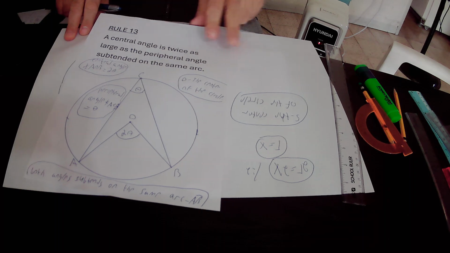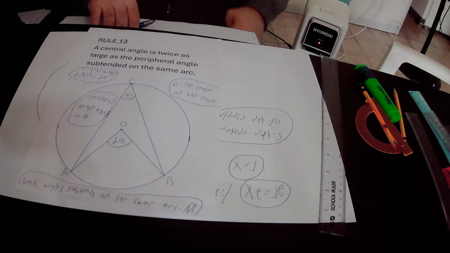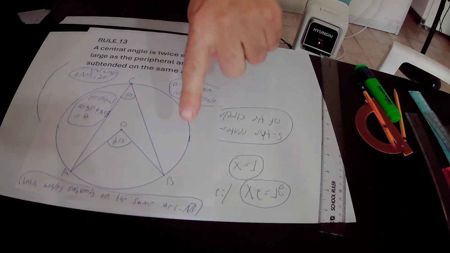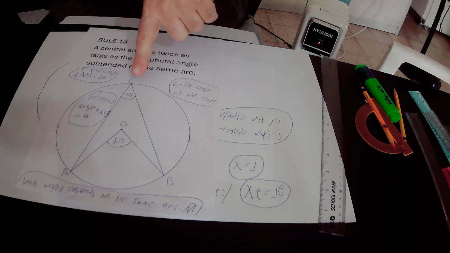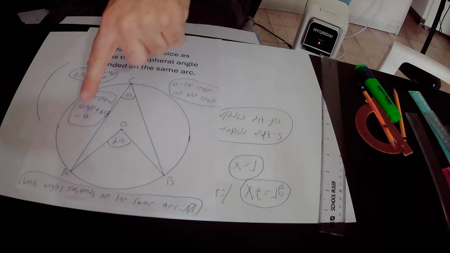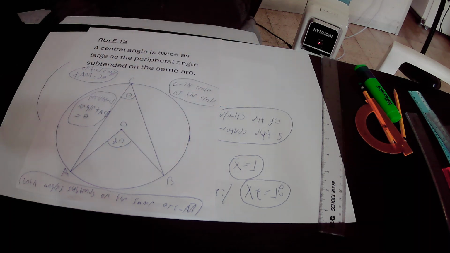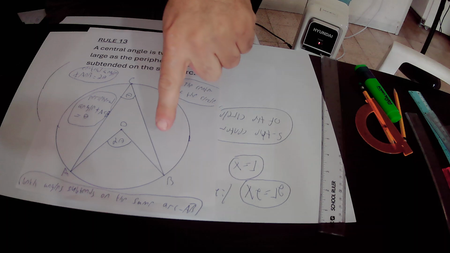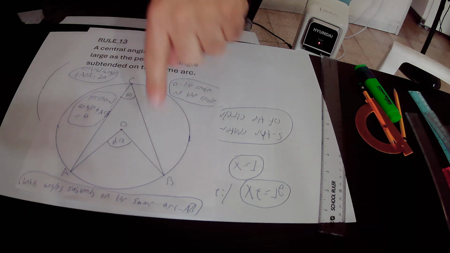According to rule number 13, a central angle is twice as large as the peripheral angle subtended on the same arc. So in the drawing we have a circle. Inside this circle we have peripheral angle ACB. This peripheral angle ACB equals theta in its size, and it is subtended on arc AB. We also have central angle AOB, which is also subtended on the same arc, arc AB.